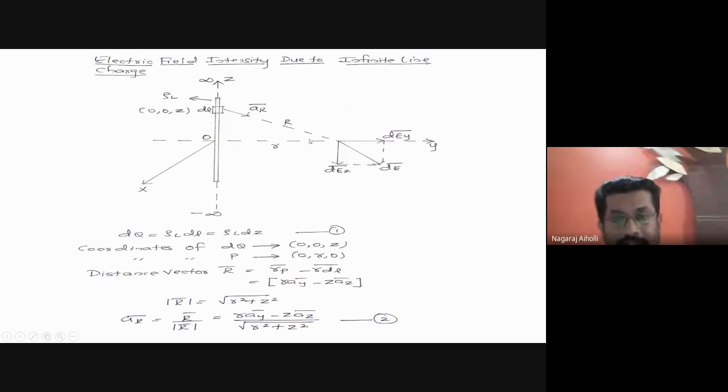Okay, if I take tan theta, that will be opposite side by adjacent side. That is tan theta equal to z divided by r. Correct? That is what I have written here. Tan theta is equal to z by r, or z is equal to r tan theta.